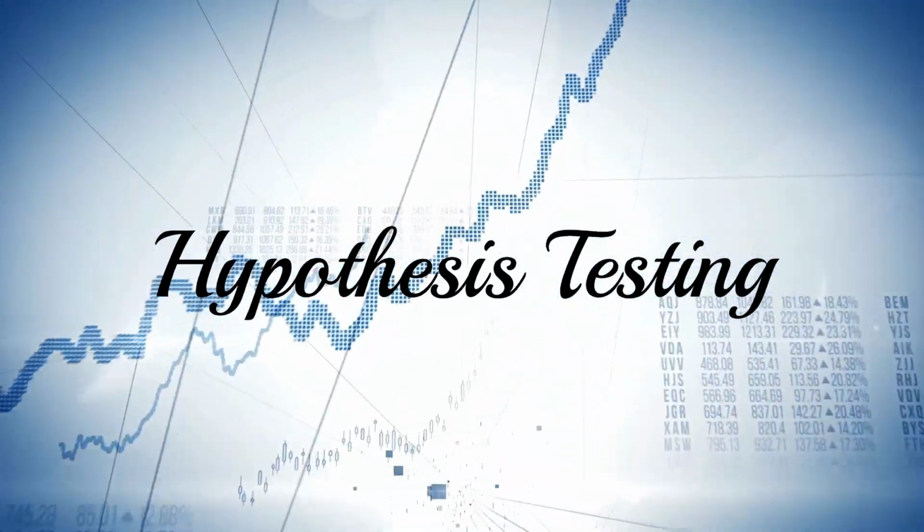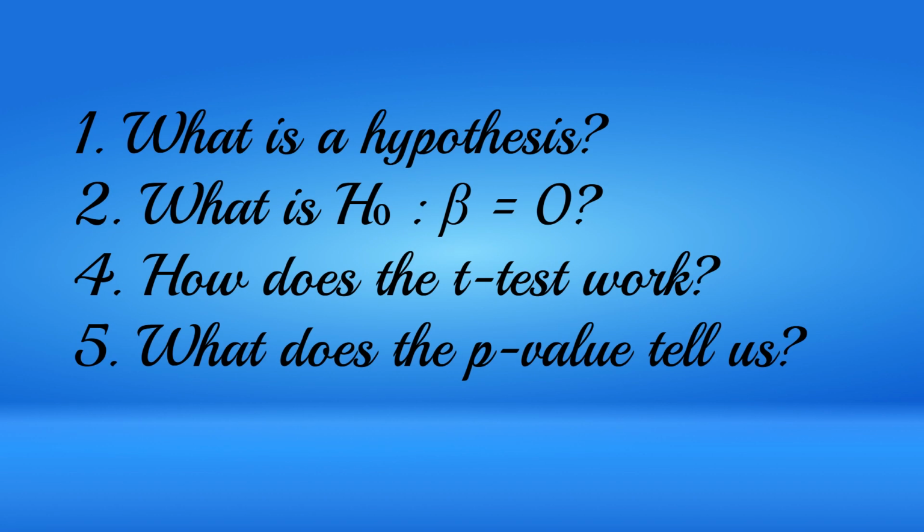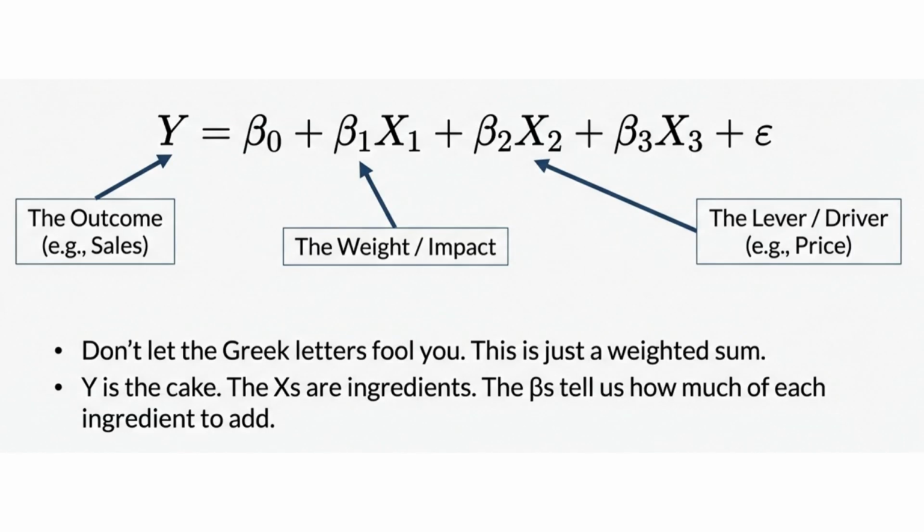In this video, we will understand what a statistical hypothesis means, what it means when a coefficient equals 0, how the t-test works, and what the p-value tells us. Let us start with the simple business model that we constructed. If you are new to this series of financial econometrics, you can watch the video What Drives Retail Sales to understand how we construct an econometric model and how the parameters are estimated.